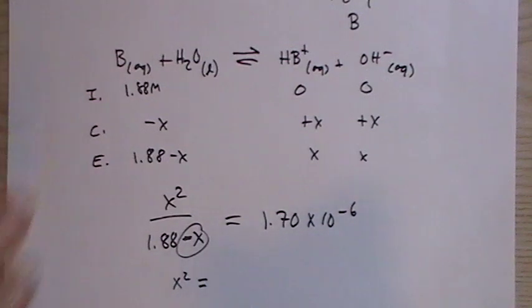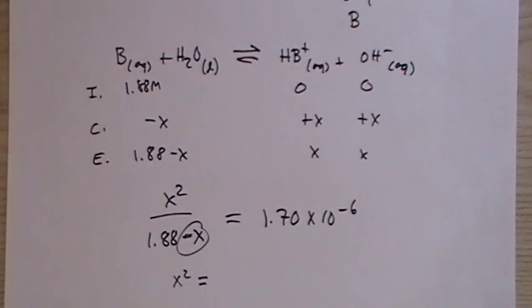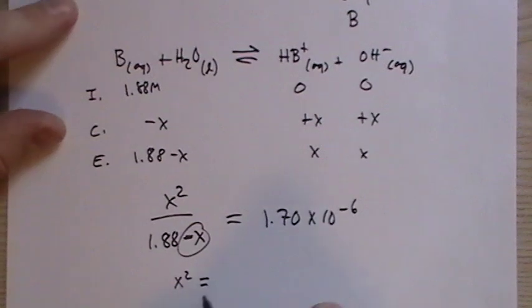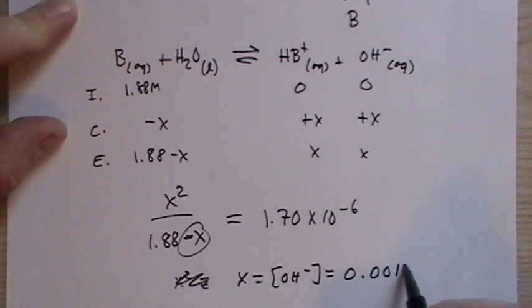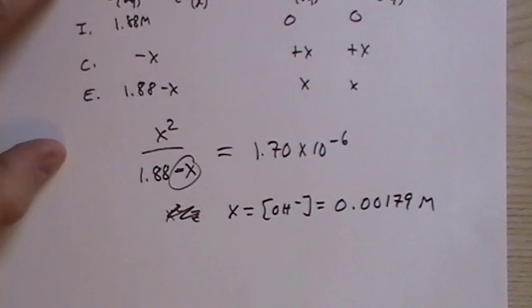So X squared, and then we take the square root of that. So X, I shouldn't do that out. X is the concentration of OH minus, and that is 0.00179 molar. It's almost the same as what we did. I think that's almost the same as the last answer. That's okay. It's just by chance.